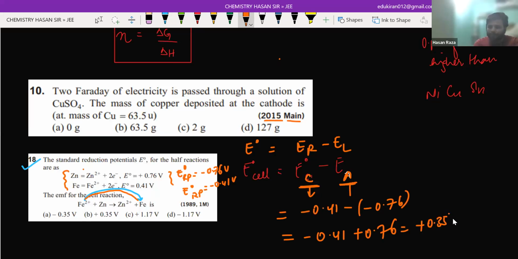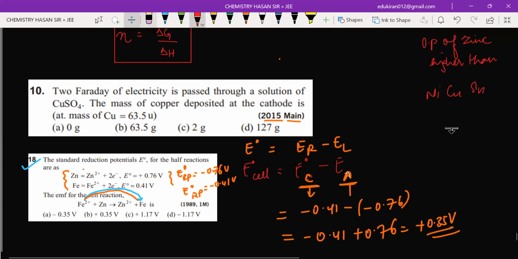0.35 volt. So whenever you are going to calculate the value of E naught cell, make sure you are writing the value of reduction potential, whether reduction is taking place or oxidation is taking place, you are going to write the value of reduction potential. Is that clear, Tharif and Shahid? Yes, sir. Okay, can we move to the next question?